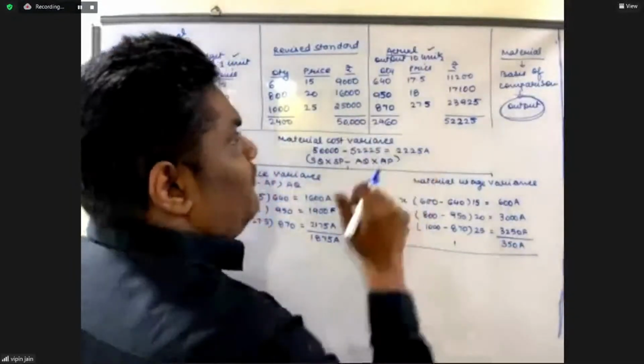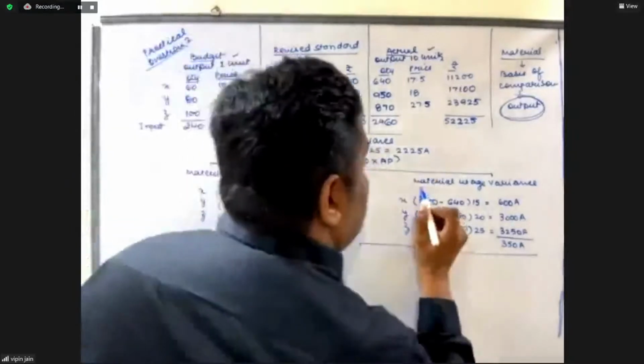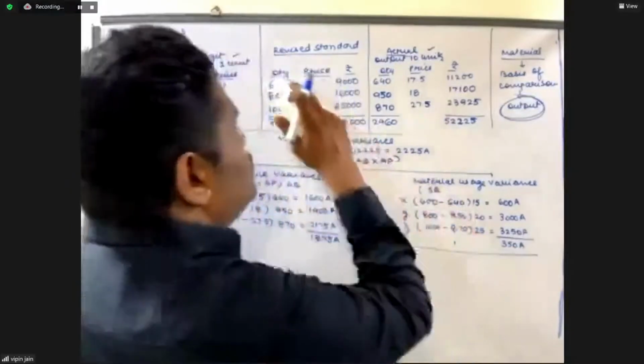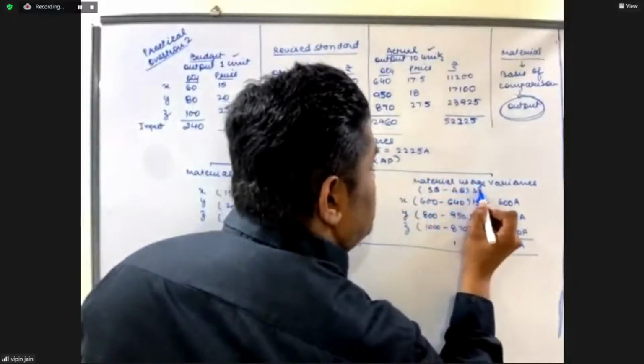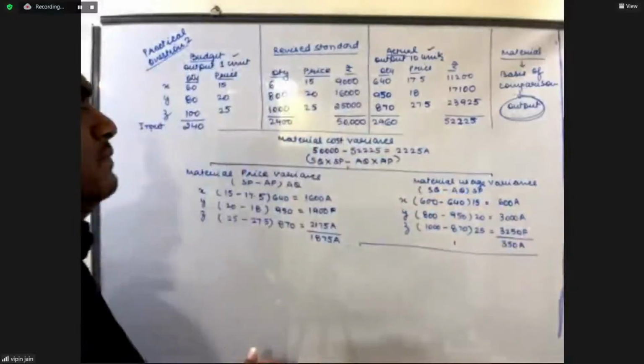So when talking about the formula for usage again, how much quantity was supposed to be used? Standard quantity minus actual quantity we used into standard price.